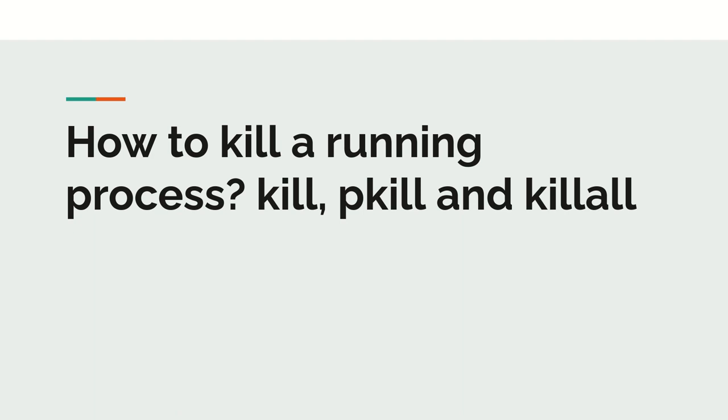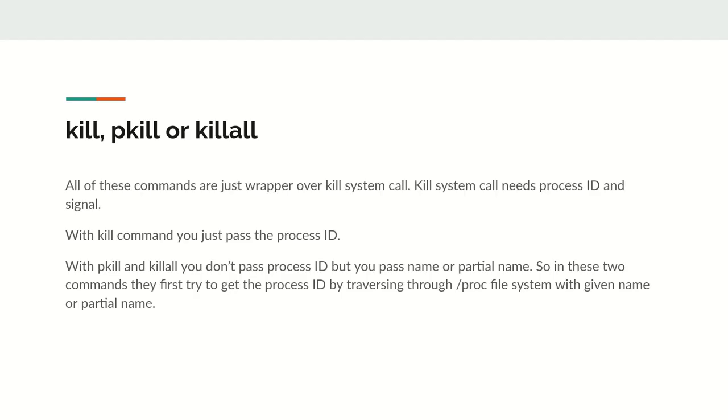In this video we will talk about how you can kill a process in Linux. We will talk about kill, pkill and killall. All of these commands are just wrappers over the kill system call. The kill system call needs a process ID and a signal. With the kill command you just pass the process ID. With pkill and killall you don't pass a process ID but you pass the name or partial name.